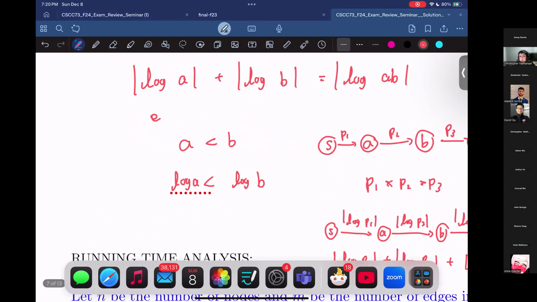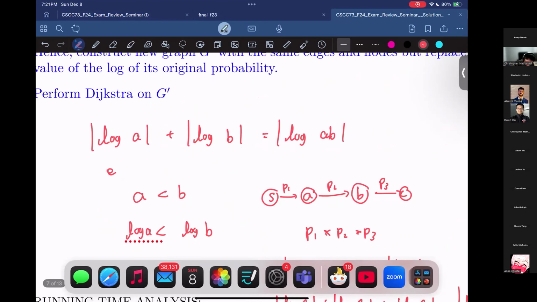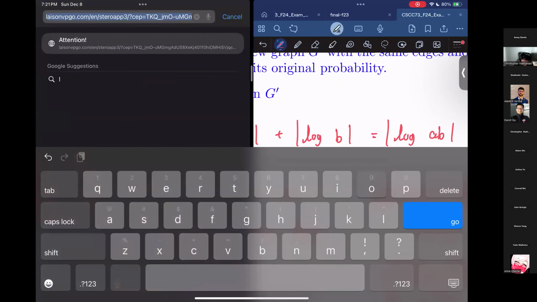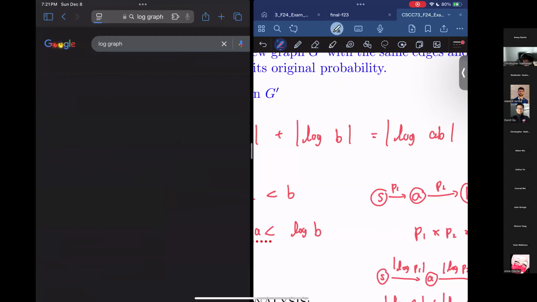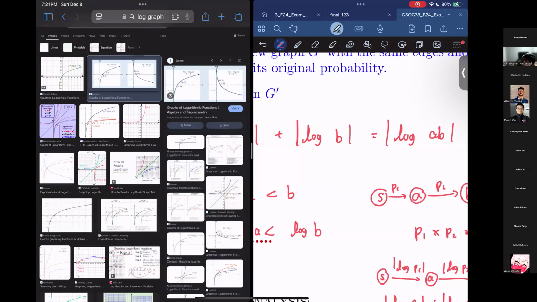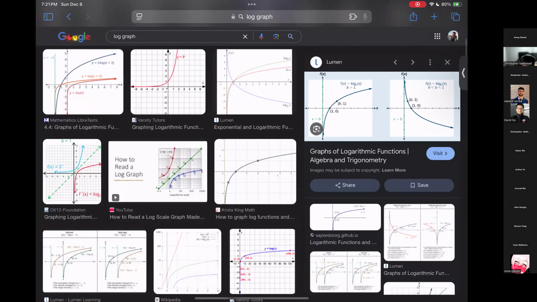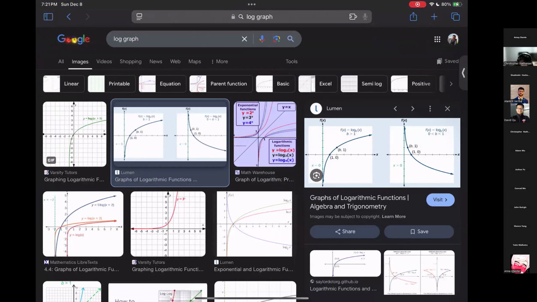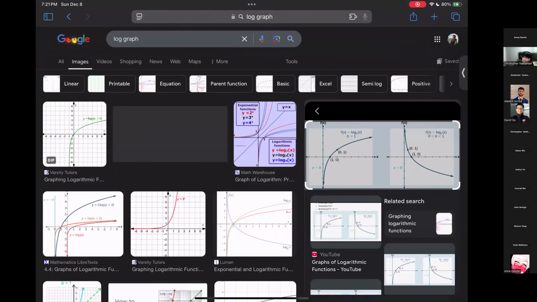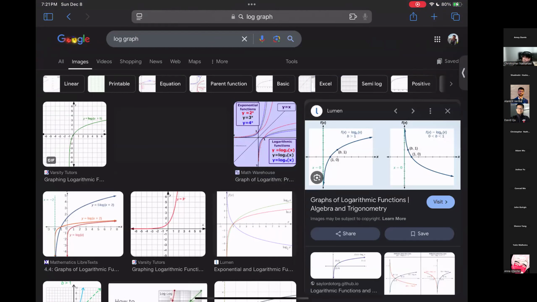Give me a second. Okay, so if you can see the part of the log graph that goes below negative, we are flipping it with absolute value, right? So it goes down instead of going up.